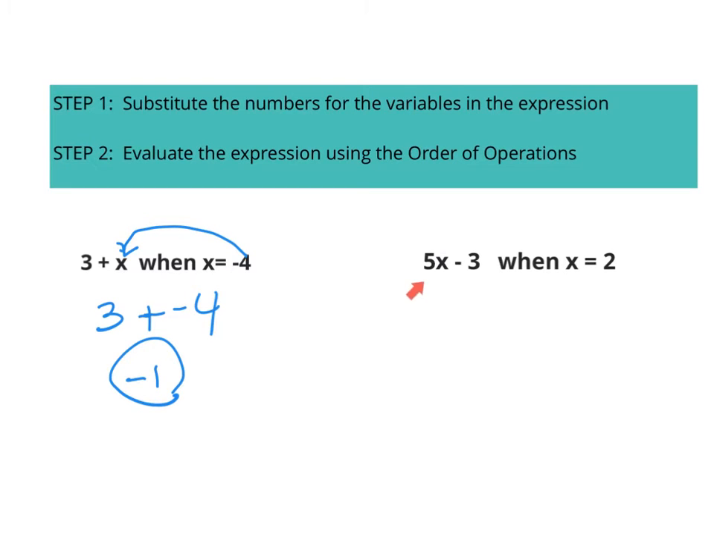In my second example, I have 5x minus 3 when x is equal to 2. So what that means is I'm going to plug in 2 where I see x, and I'm going to rewrite it as 5 times 2 minus 3. And I want to call your attention to what's happening right here. This is multiplication. This is 5 times the variable, which then translates into 5 times the number. Now in order of operations, we're going to do 5 times 2 first, which is 10, and then minus 3, and then we do our subtraction, which is 7.